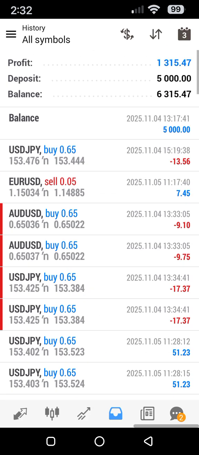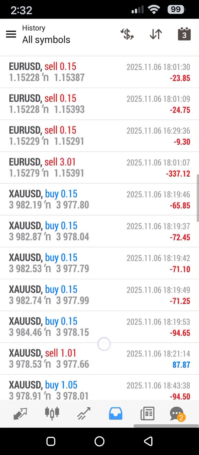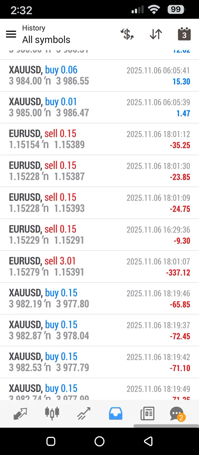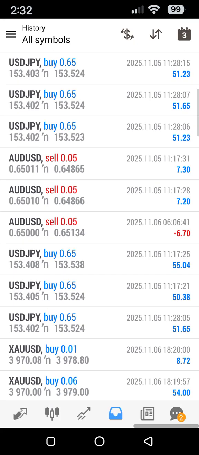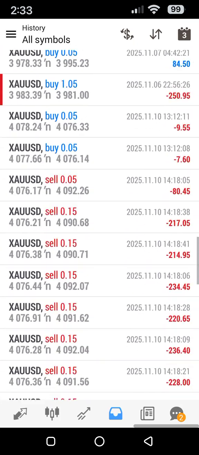For the last 3 months, you see the deposit was 5k. We made a profit of 1.3 thousand. That's almost close to a good percentage. But of course I had some losses along the way. We had a very huge loss on USD. We had a $300 loss. That was the first big loss ever since I opened the account. So that is $300 on USD.